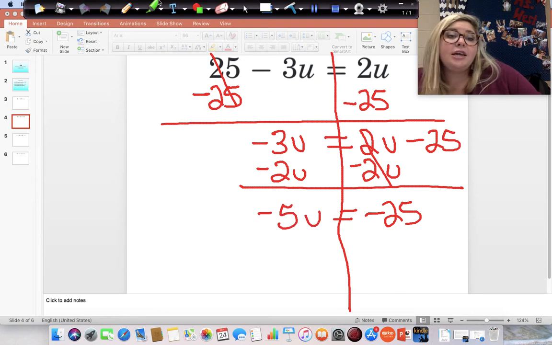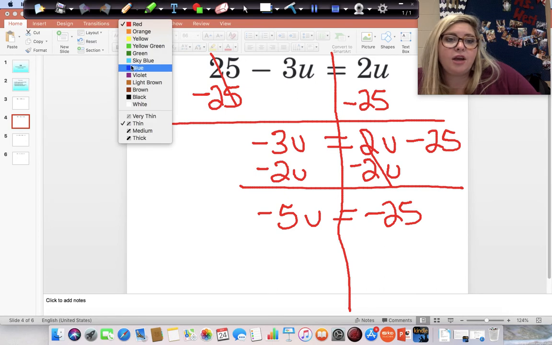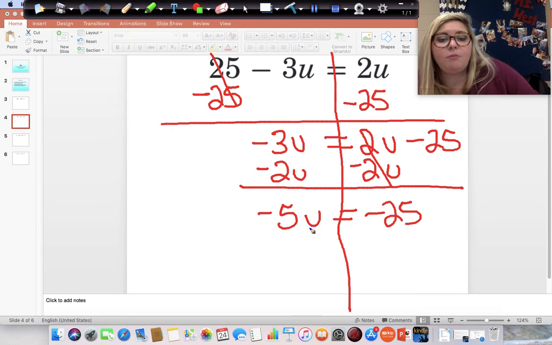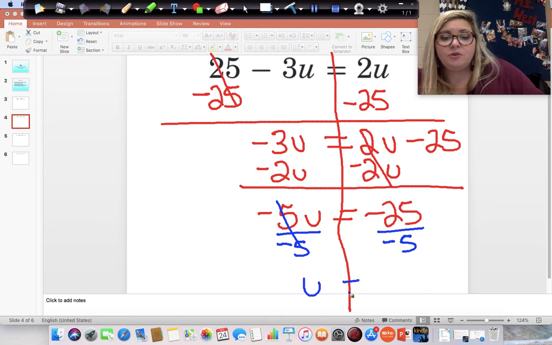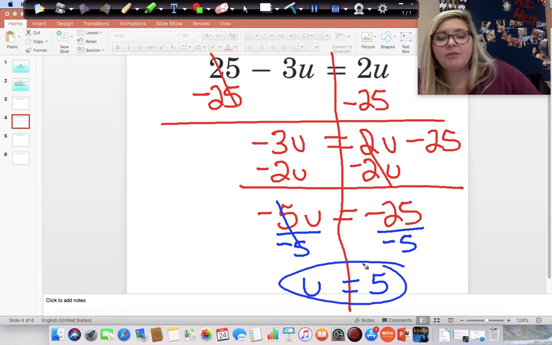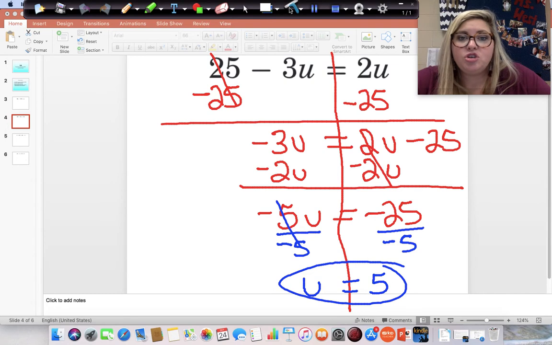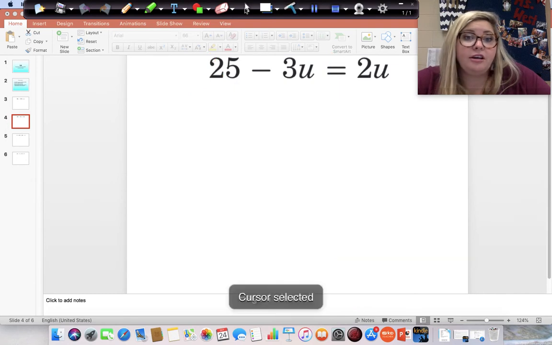Now we still want to get u by itself, so we want to do the opposite of what it says. Right now we are multiplying u times -5. So to solve, we would need to do the opposite of multiplying times -5, which is dividing both sides by -5. -5 divided by -5 is 1, and 1 times u is u, and -25 divided by -5 is a +5. Okay? 2 more problems and we are done.